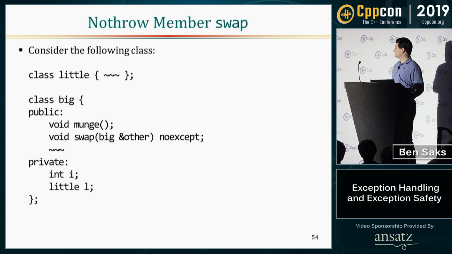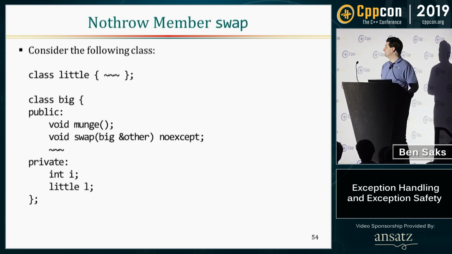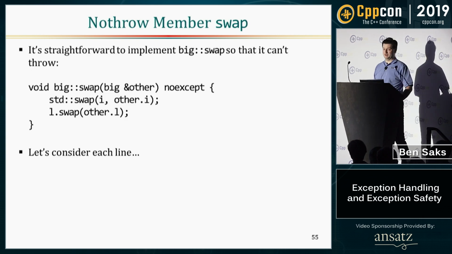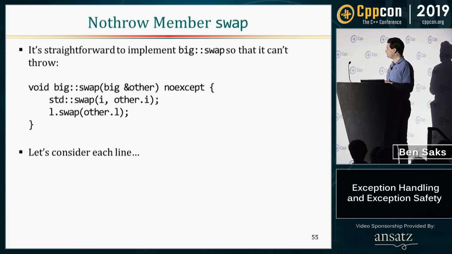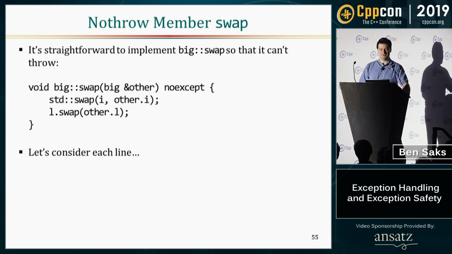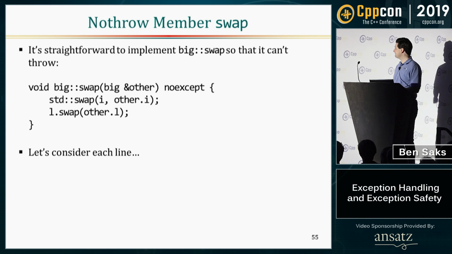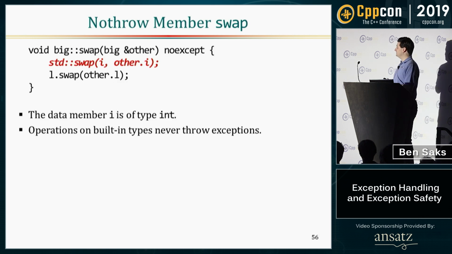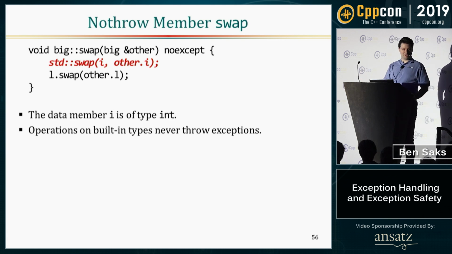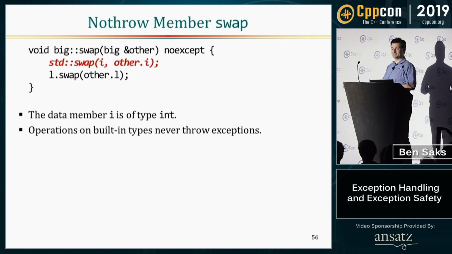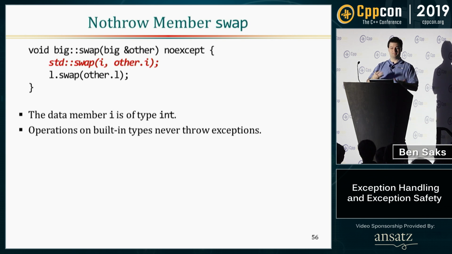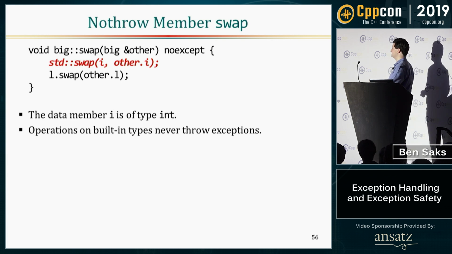Big has two member functions: munge, which can throw an exception, and swap, which can't. Swap is designed to swap its value with another big object. It turns out it's fairly simple to make sure that this swap function implements the no-throw guarantee, and here's why. The first line swaps the two data members i. i is of type int. Objects of built-in types never throw exceptions. Operations on integers don't cause exceptions to be thrown because they're built-in types.